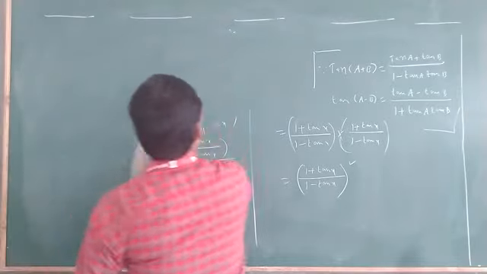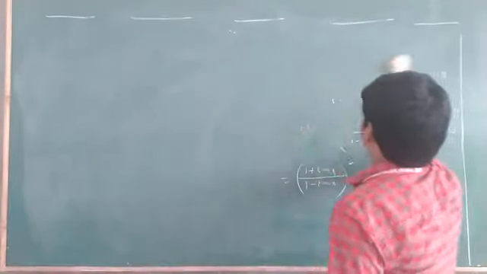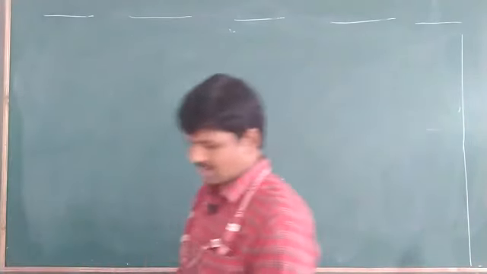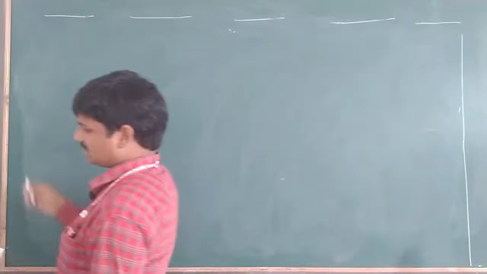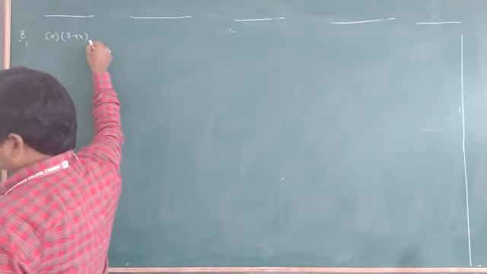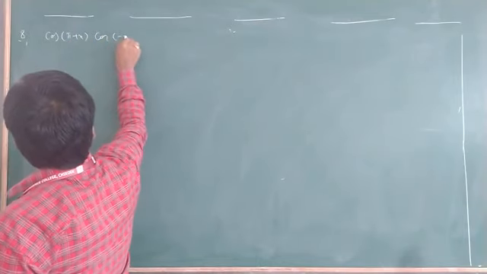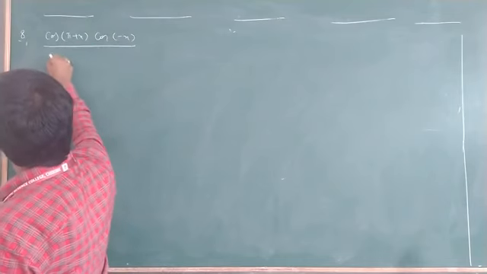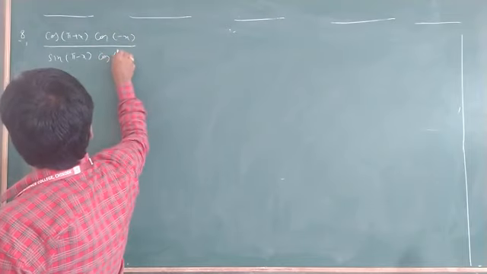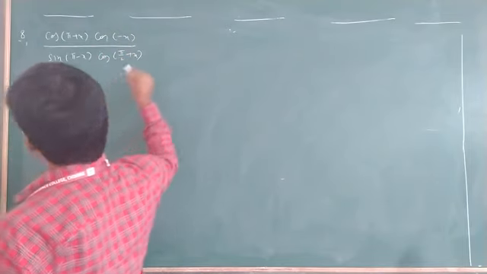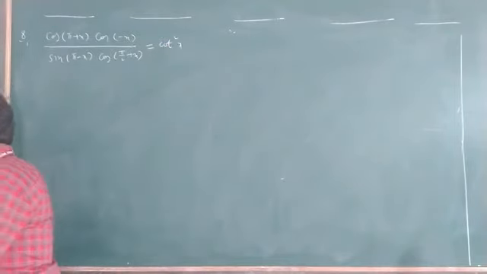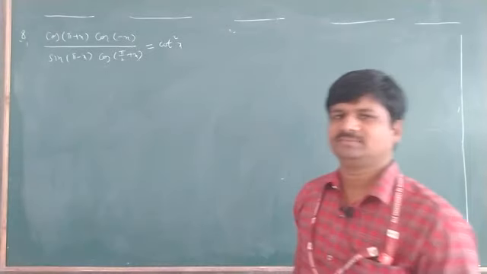Question number 8. What is given in question number 8? This is also the same as this. Cos of pi plus x, cos of minus x by sin of pi minus x into cos of pi by 2 plus x is equal to cot square x.